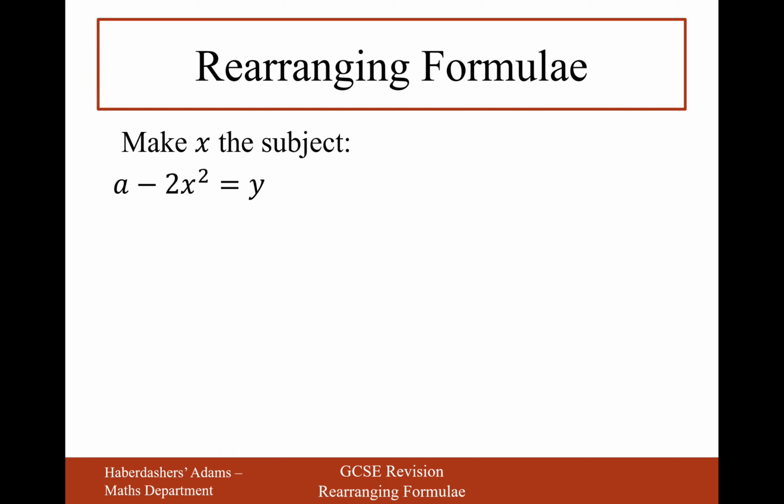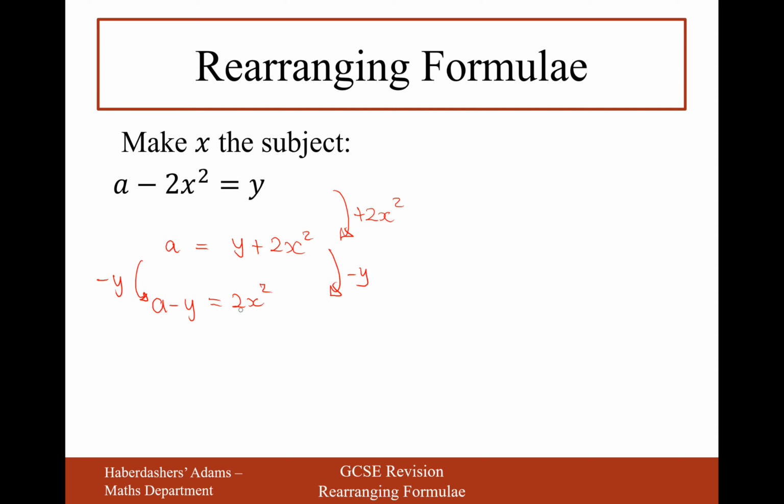Let's move on to the next one. So x here is in a negative situation, so I'll need to add it to the other side. So I'm going to get a equals y plus 2x squared. So I've added 2x squared to both sides here. The next thing I need to do is get rid of this addition thing, so I'll subtract y from both sides. So it'd be a minus y equals 2x squared.